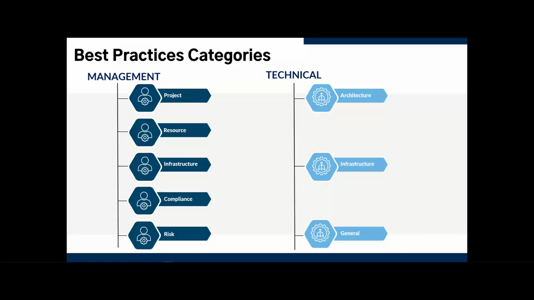So, at a high level, management best practices are a set of processes and systems that will help the organization manage the implementation. We like to think of these as the guardrails. There are 5 subcategories here: project, resources, infrastructure, compliance, and risk. In contrast, technical best practices are those things that are specifically geared towards achieving the technical goals of the project. They most likely incorporate domain-specific principles.